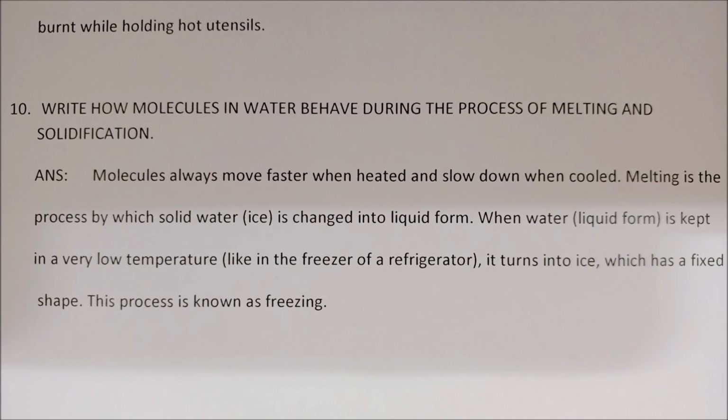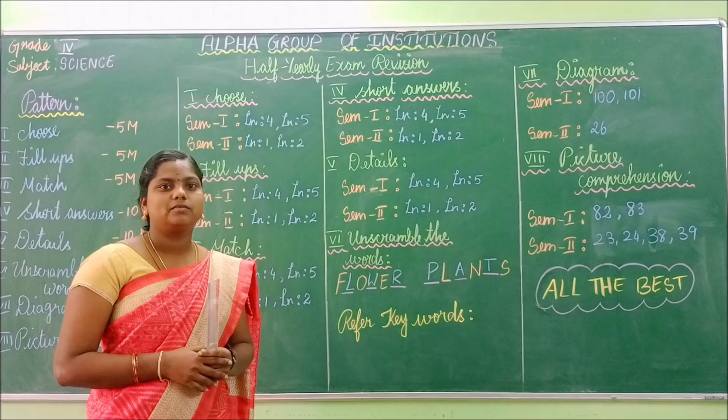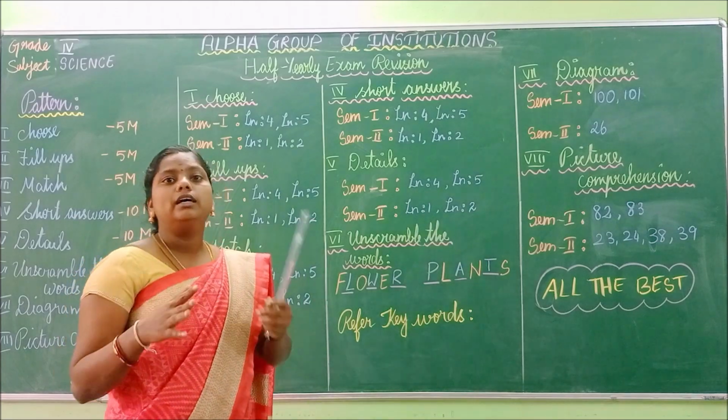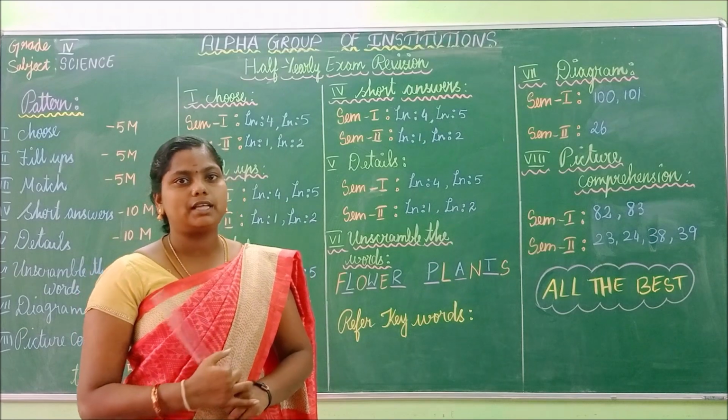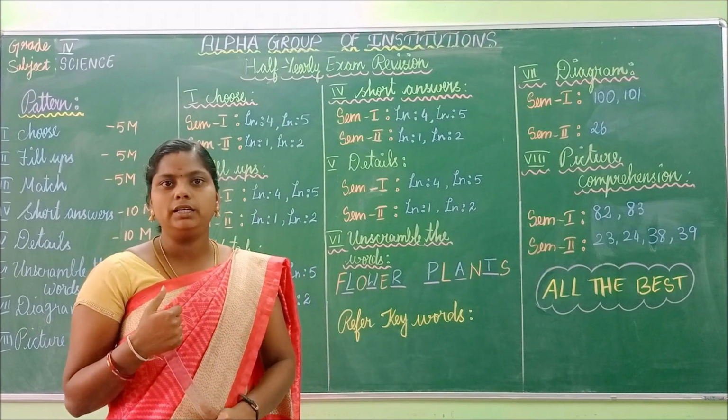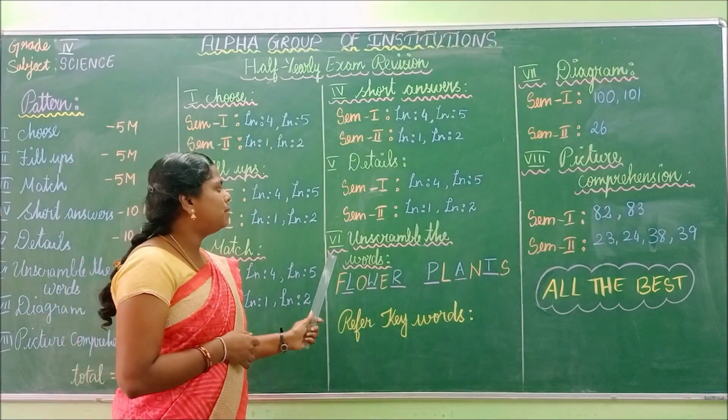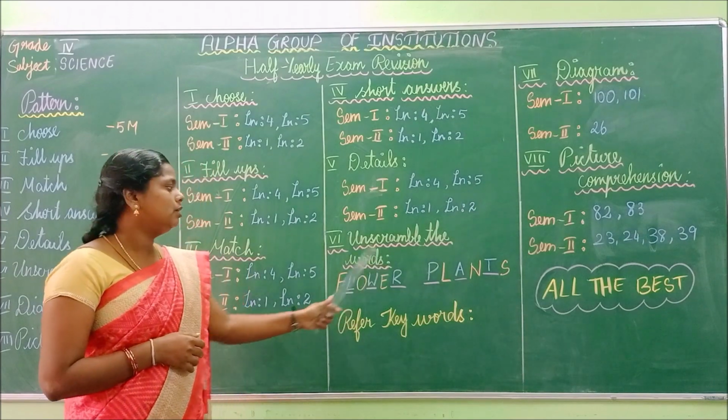So children, here your short answers and details are over. So we will move on to the next part. We have learned in a detailed way about short answers and details. Are you all clear with that? Very good. The next one, part 6, unscramble the words.